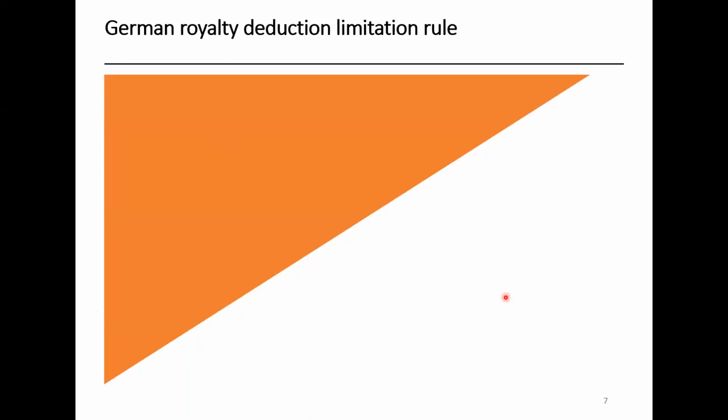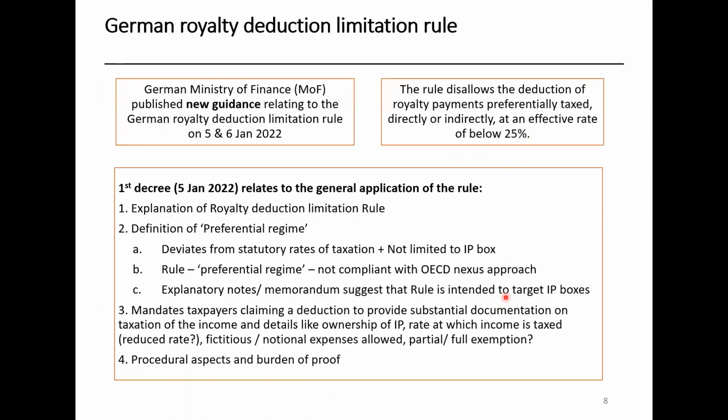Moving on to the next topic, Germany had a few years ago introduced provisions relating to restriction on royalty payments. Very recently, the Ministry of Finance there has issued guidance on the rules that have been introduced. These rules seek to disallow deduction on royalty payments to companies which are preferentially taxed, directly or indirectly, at a rate less than 25%.